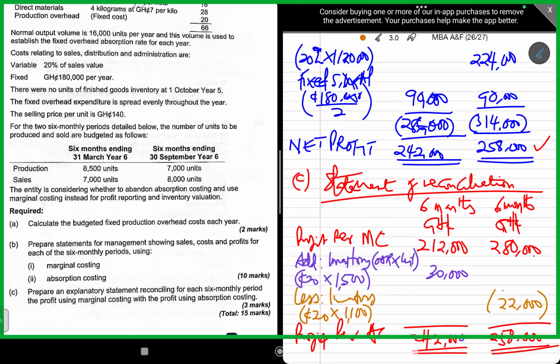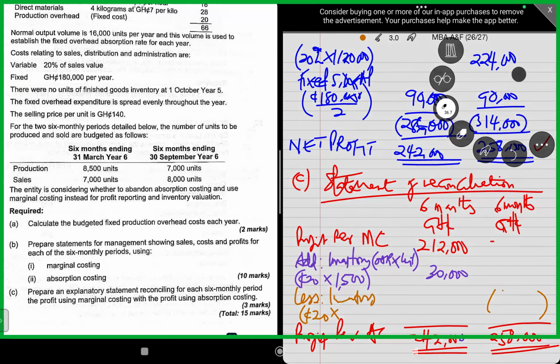So we come and change it here for the second month. I think that's where the issue is. So we change this. This will change. All right, so let's go. We have here 278,000.